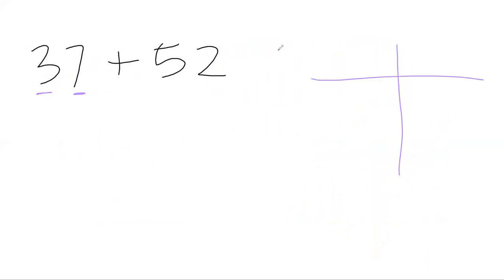Let's say we have 37 plus 52. Same idea. Let's model it out. Think about what place values we have. We have the ones place and the tens place over here: ones and tens, and ones and tens here. Those are the only place values I should be worrying about right now.